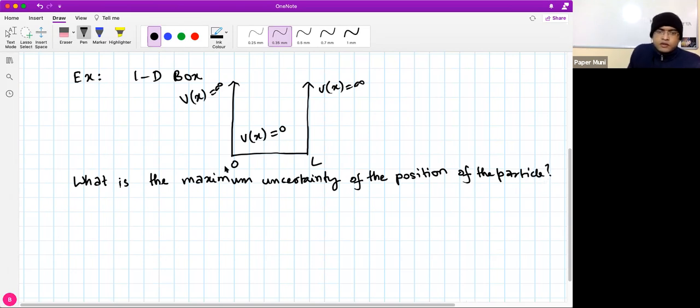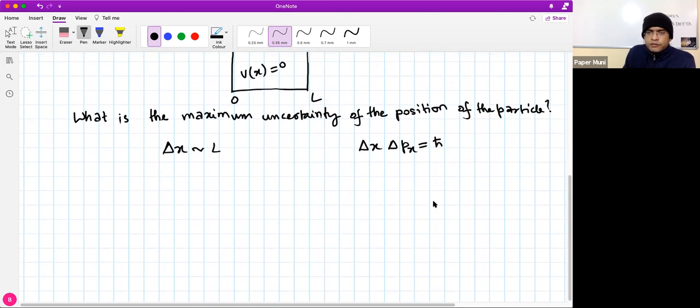Now if the particle is present somewhere in the box, the maximum uncertainty could be of the order of the size of the box. It could be anywhere, so the maximum uncertainty would be L. Now from the uncertainty principle, we have delta x and delta px is, let's take it to be h cross. Let's take the equality sign.